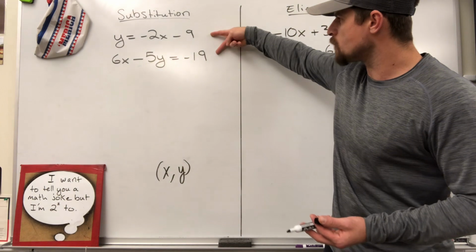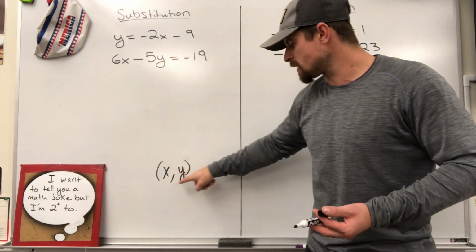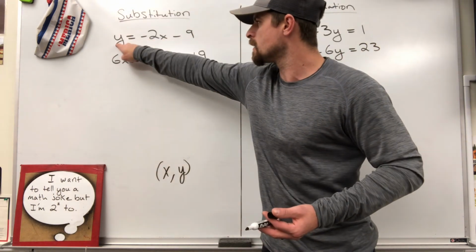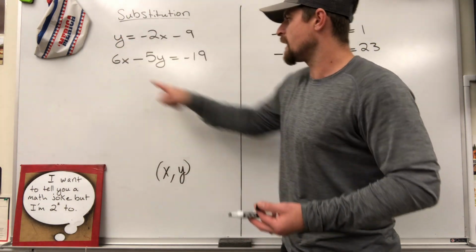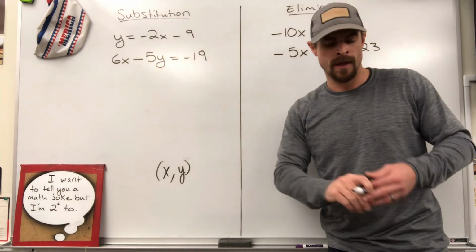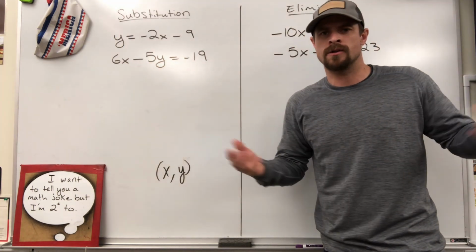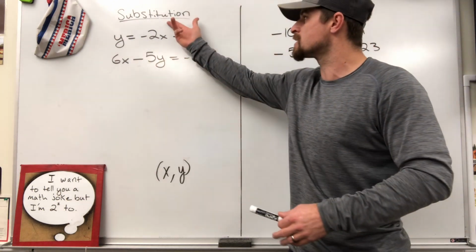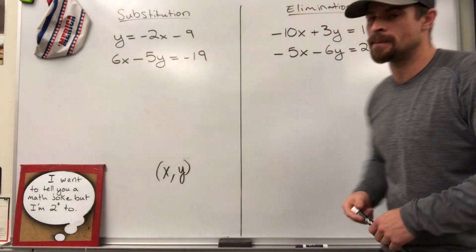But if you have two equations, there's really only going to be one combo of numbers, an x and a y, that when plugged in here and here, makes this statement true, and then when plugged in here and here, also makes this equation true. So how do we find out what those two numbers are? There's only one combination in the entire world. Well, we can use the substitution method or the elimination method.